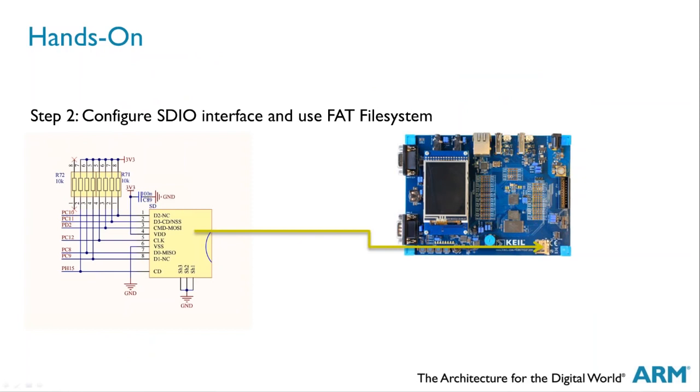So I have an SD card socket on my board, which is connected to the SDIO interface, and we are enabling the FAT file system driver from MDK middleware, and we will be configuring the SDIO hardware accordingly in Cube. So let me go back to my project.